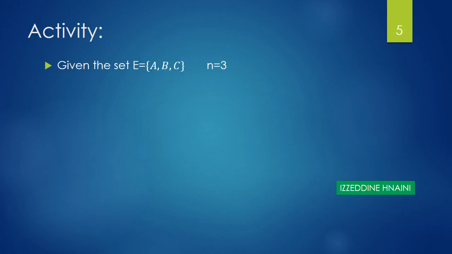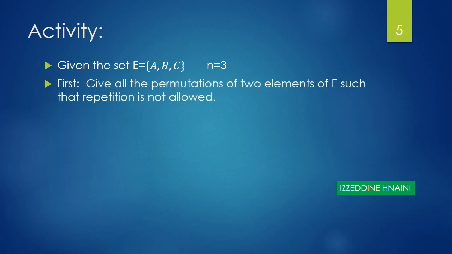Activity. Given the set E equals {A, B, C}, n equals 3, which is the number of elements of set E. First, give all the permutations of two elements of E such that repetition is not allowed.